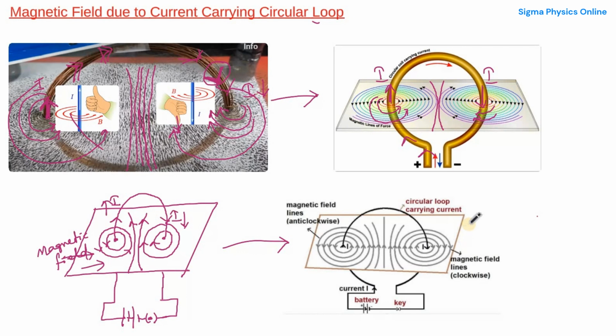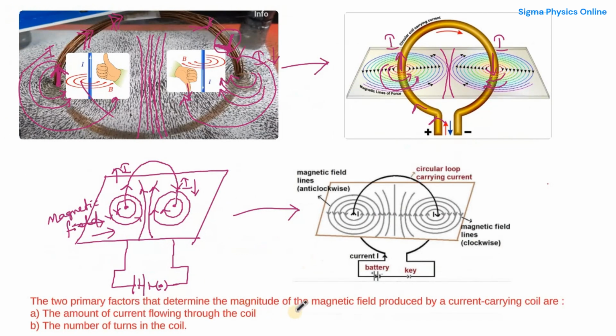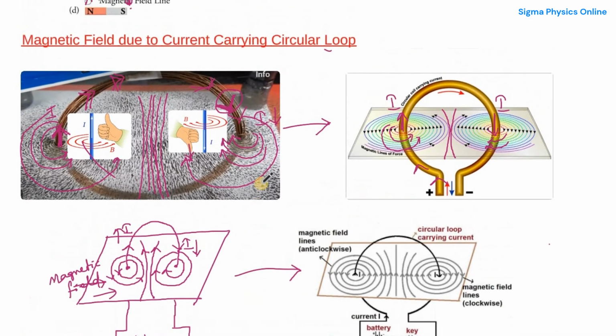Now let us see the factors on which the strength of the magnetic field due to current flowing in a circular loop depends. The factors that determine the magnitude of the magnetic field produced by a current carrying coil are the amount of current flowing through the coil and the number of turns in the coil. So if you increase the amount of current in the coil, the field strength will increase. And if you increase the number of turns of the coil also, the magnetic field strength will increase accordingly. So these are the factors that determine the strength of the magnetic field. So I hope you have understood the solution to these questions.